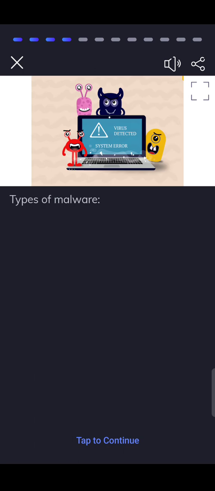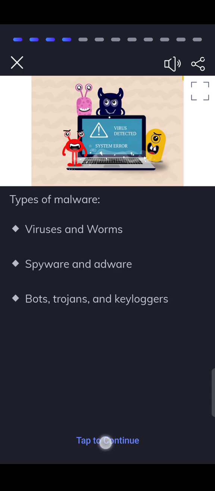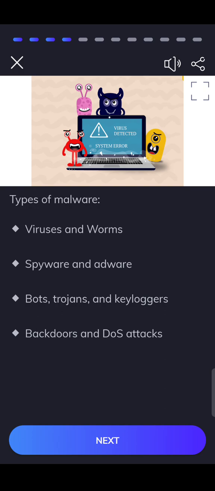Types of malware. Viruses and worms. Spyware and adware. Bots, Trojans, and keyloggers. Backdoors and DOS attacks. Viruses and worms. Worms are the oldest ones.